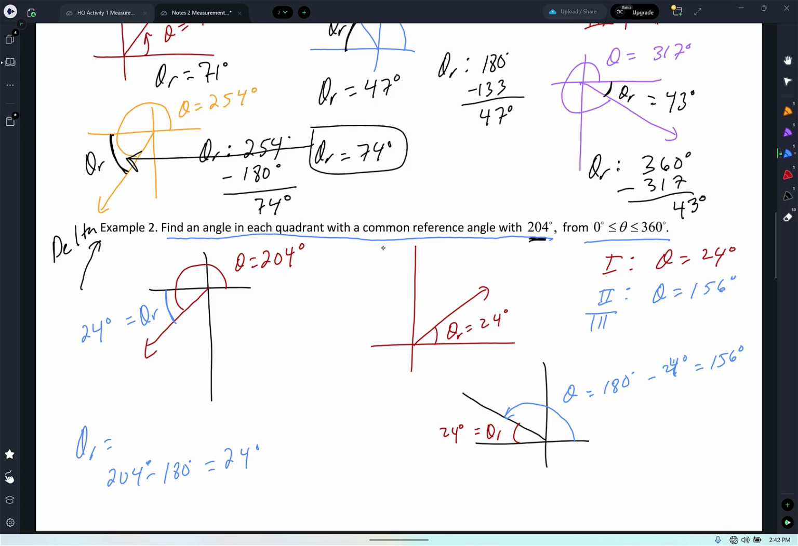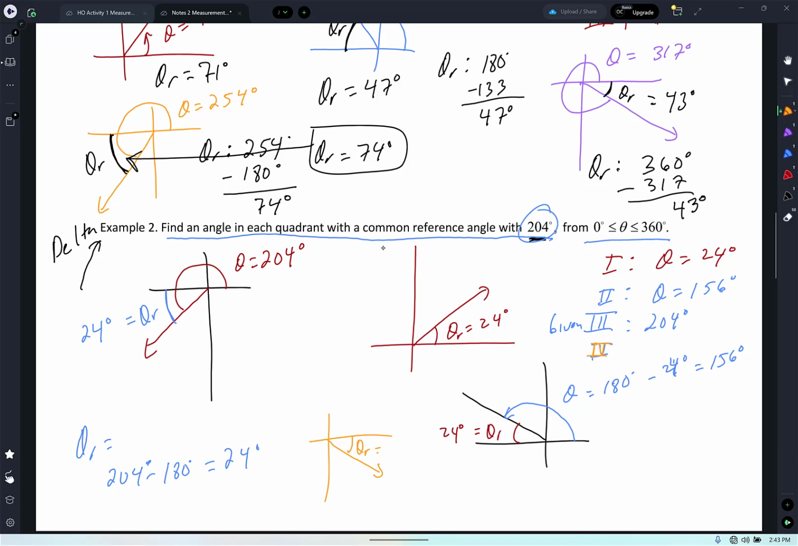In quadrant 3, that was given. I'm going to put given: 204 degrees. And in quadrant 4, let's see what that is. And let me change my color here. Quadrant 4. All right.